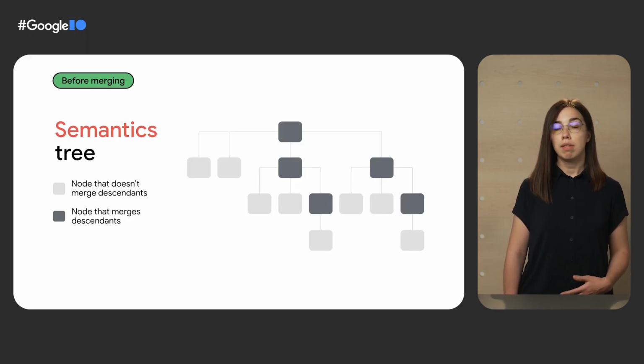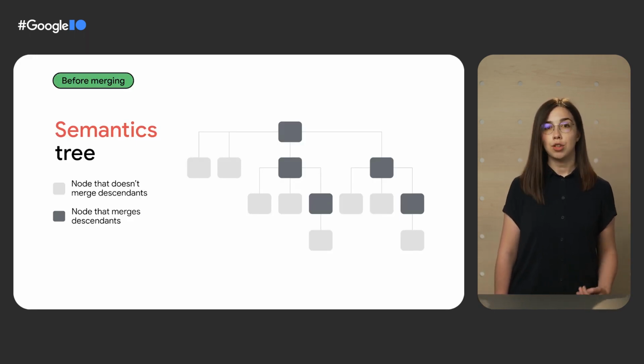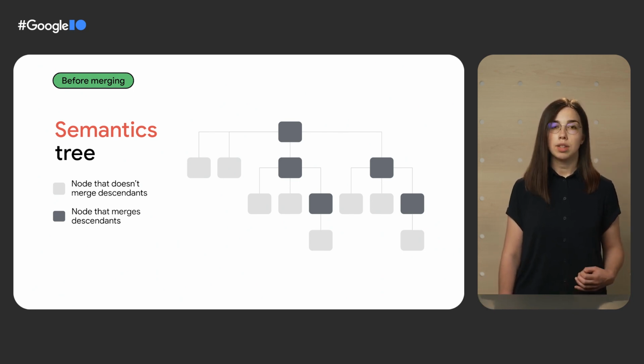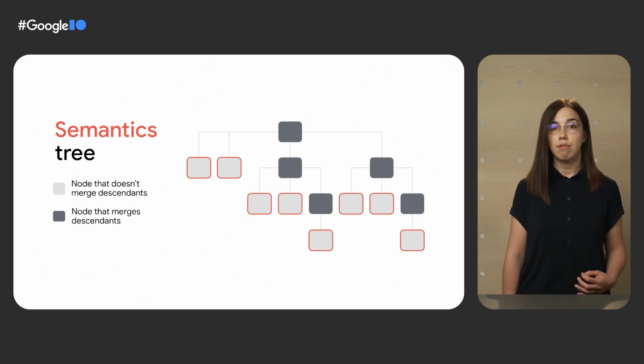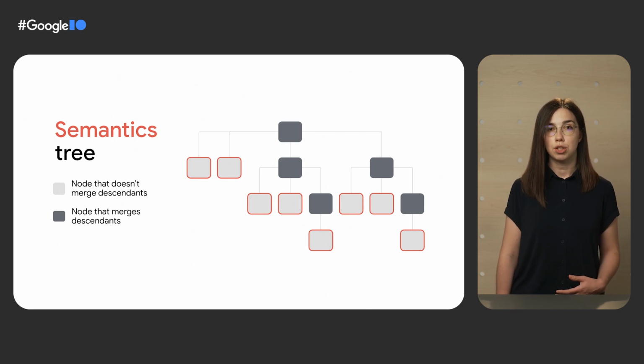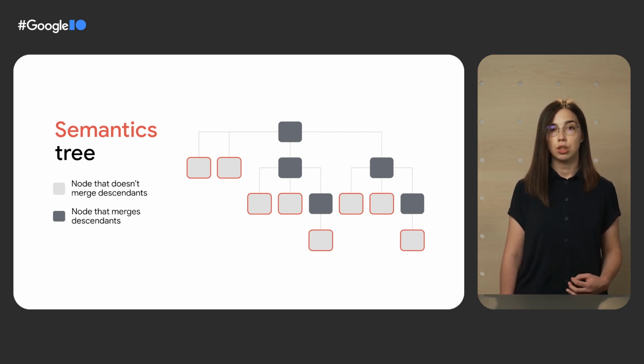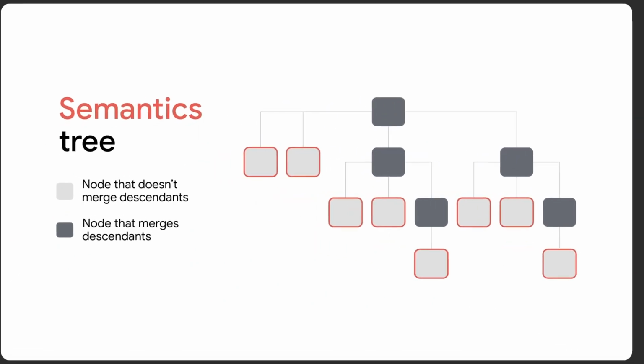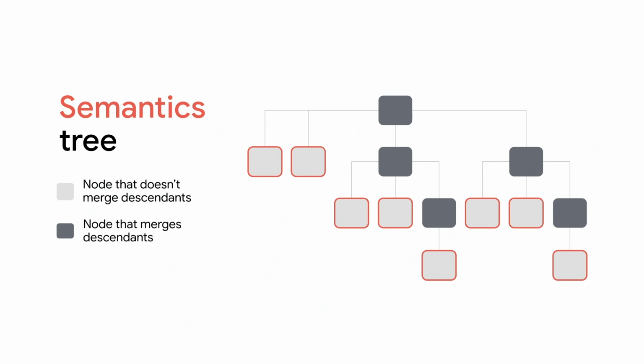Let's have a look how the merging is done. The light gray rectangles represent the nodes that don't merge descendants, while the dark gray represent the nodes that do. During the merging, the framework will add semantics configuration of descendant nodes that don't merge descendants into semantics configuration of their parent node. That way, the parent nodes with merge descendants set to true accumulate the properties of the descendants, and these descendant nodes are then dropped.